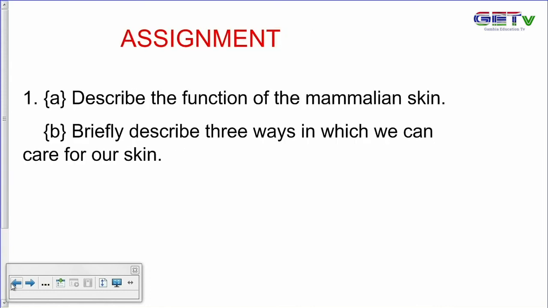So I will leave you with this assignment today. We are saying that you describe the function of the mammalian skin. What is the function of the mammalian skin? That's what we are going to be describing today. And briefly describe three ways in which we can care for our skin. This is the assignment that I'm leaving for you today.